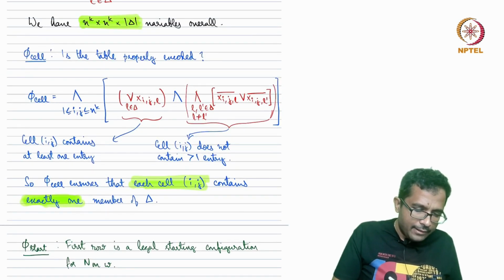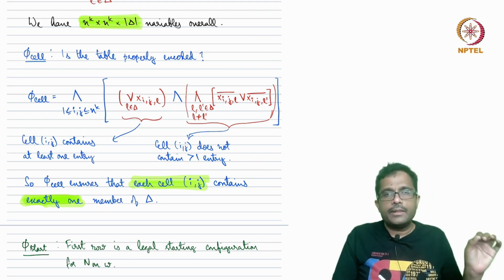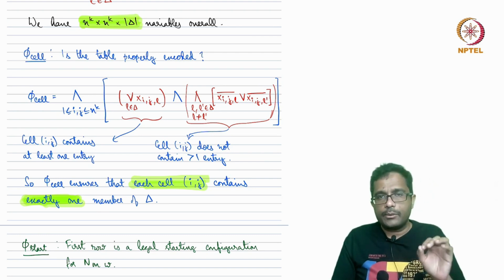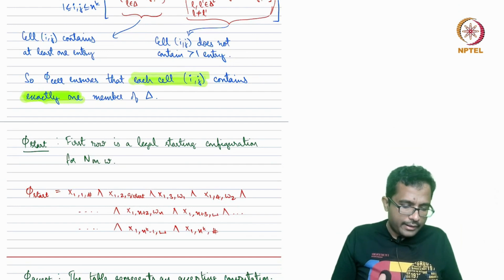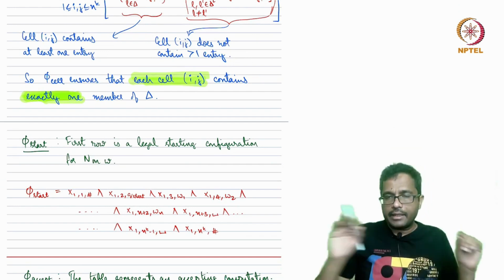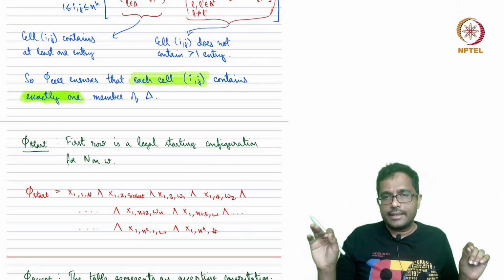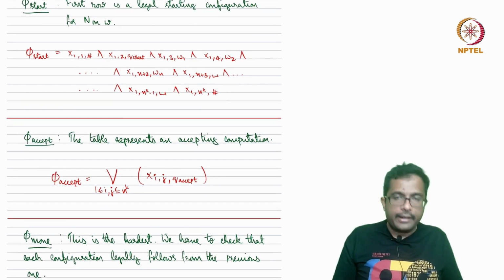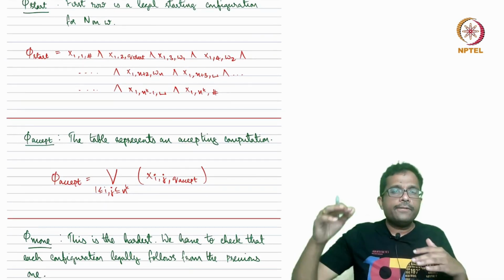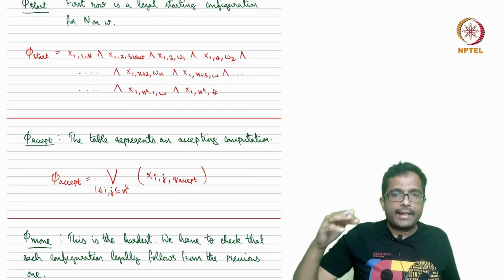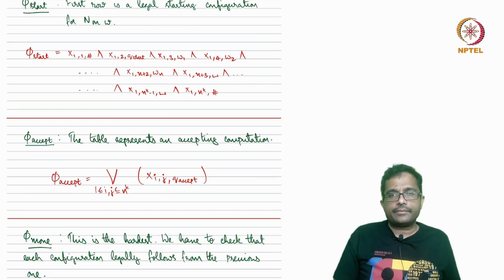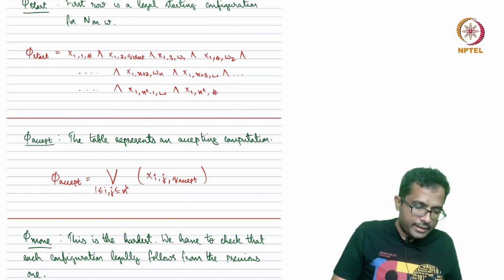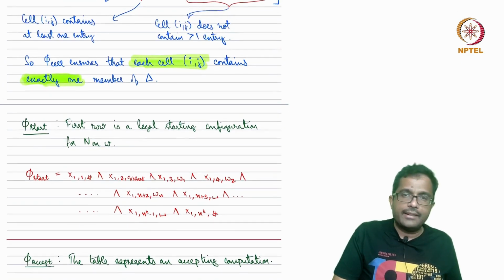So phi cell will be true if the variables encode the table in a proper manner, each cell containing exactly one symbol. Phi start will be true if the starting row of the table is the correct starting configuration of N on W, and phi accept will be true if there is a Q accept somewhere in the table, right? So this is how phi start, phi accept, and phi cell are defined.